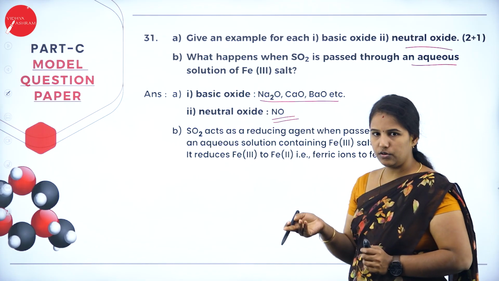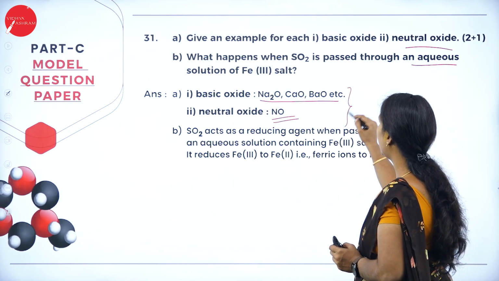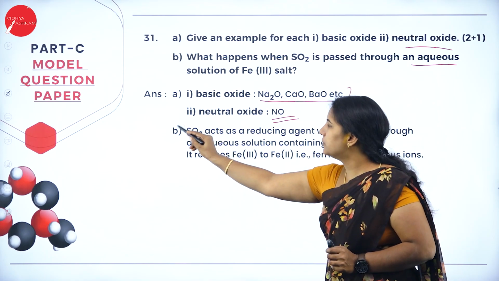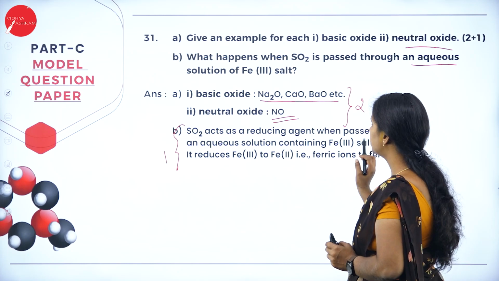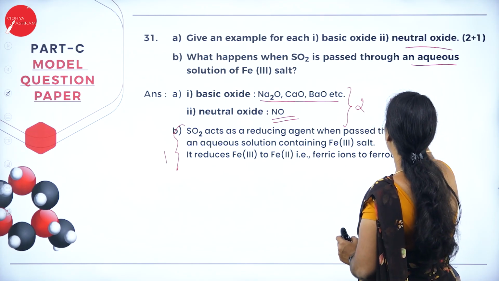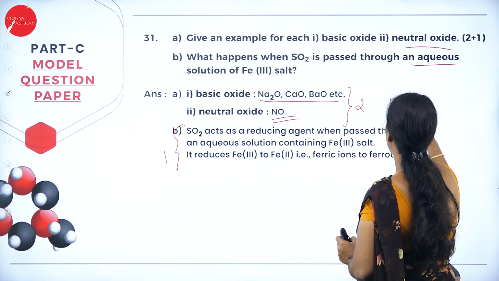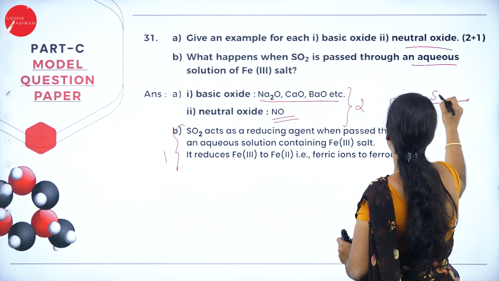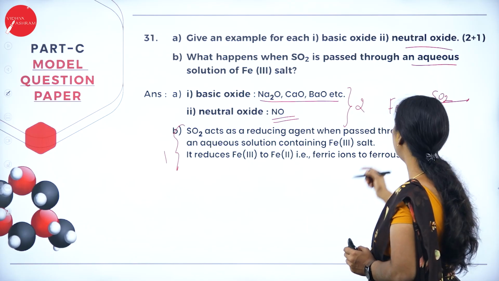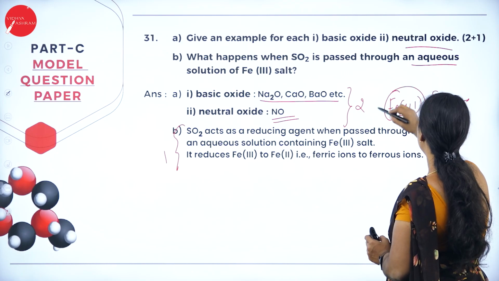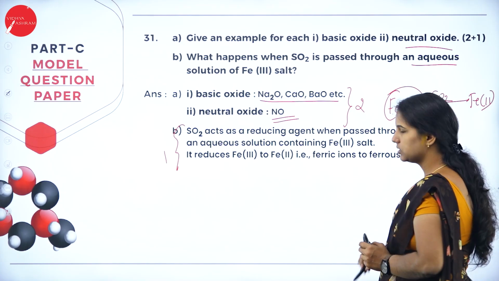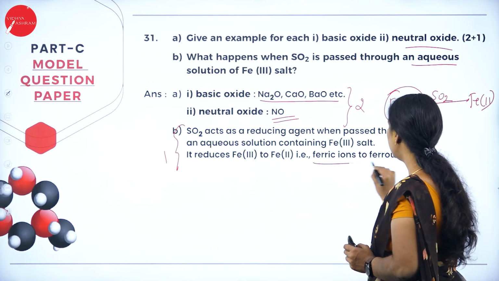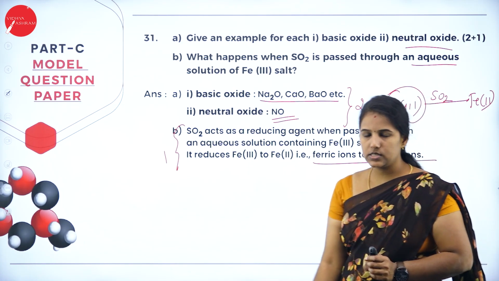Coming to the second question, these 2 questions will carry 2 marks and the last question will carry 1 mark. When sulfur dioxide gas is passed over the iron(III) aqueous solution, iron from the +3 oxidation state gets reduced to the +2 oxidation state. That is, ferric ion is converted into ferrous ion.